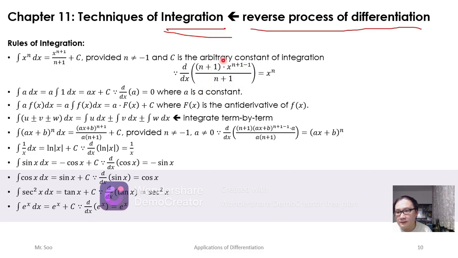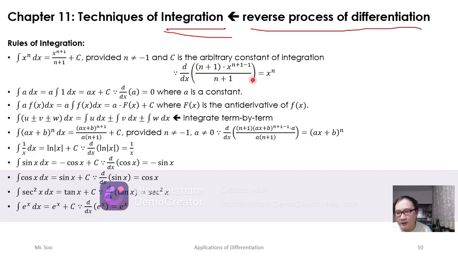That's why you see inside the parentheses, when I differentiate this, I should get back x to the n. You look at the right hand side, x to the n, correct? So first, from your power rule of differentiation, we need to bring down the power and reduce the power by 1. So you bring down n plus 1, that's why you see n plus 1 in front of x. Then you reduce the power by 1.